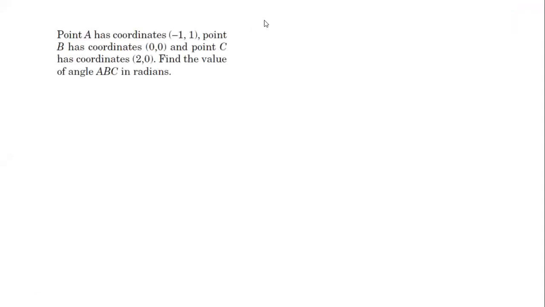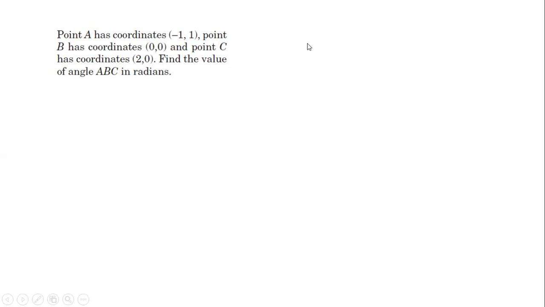So here this question has a little bit of coordinate geometry mixed with it. So we need to understand a little bit of coordinates also to crack this question. Now it says that point A has coordinate of -1, 1, point B has a coordinate of 0, 0, and point C has a coordinate of 2, 0. Find the value of angle ABC in radians.